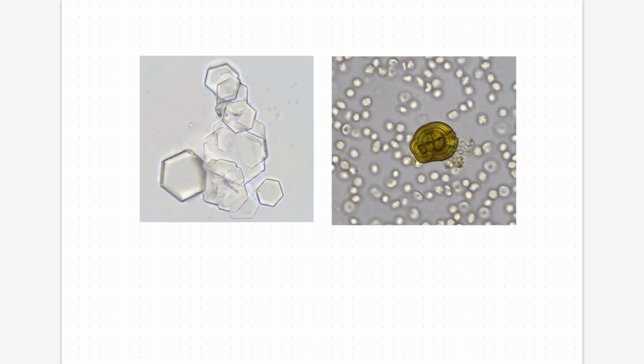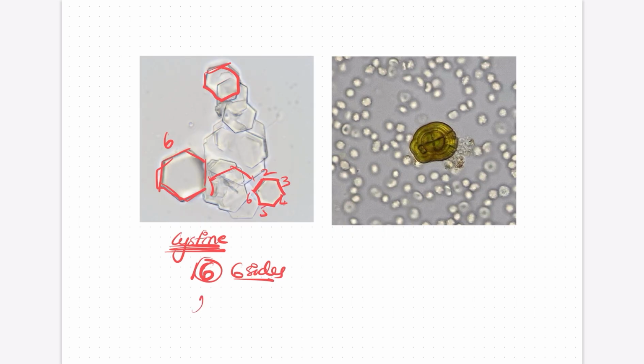In the next slide, these crystals are hexagonal shaped, colorless hexagonal, with six sides. The hexagonal crystals are suggestive of cystine. They are the cystine crystals. Cystine sounds like 16, take the 6, it has six sides. Presence of six sides: 1, 2, 3, 4, 5, 6. It is a hexagon having six sides. So you can say it is 16, six sides.